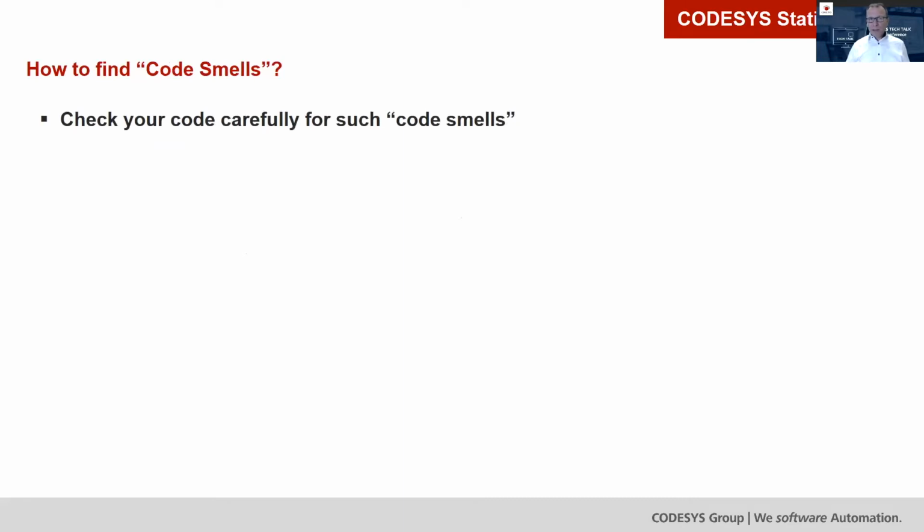The easiest way, and this is what I always say, you can all do it manually. Just go through your code in offline mode and check carefully for such code smells. So have a list of rules next to you and check, and do not forget to check all these rules.